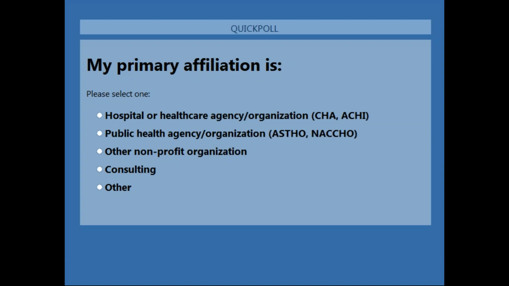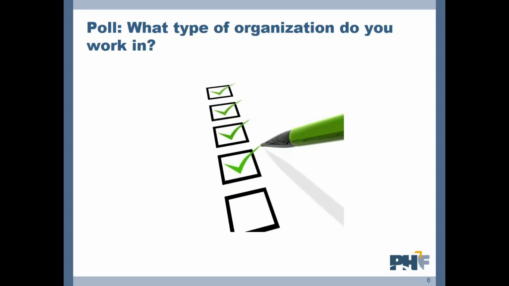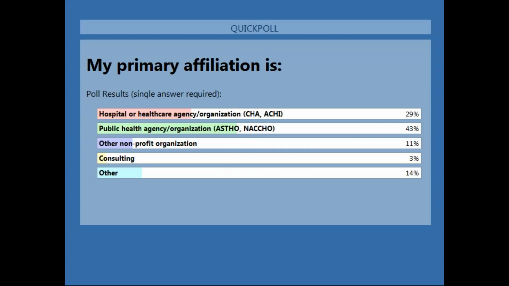Kiona, how are we doing with responses? We have about 70% of the attendees responding. Okay, well, maybe we can close the poll and see who's here with us today. So now we should be seeing it. We have a good mix of hospitals and health systems, as well as public health agencies, and also some nonprofit organizations and others.